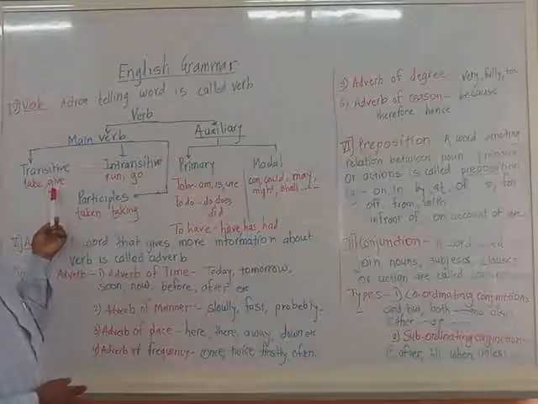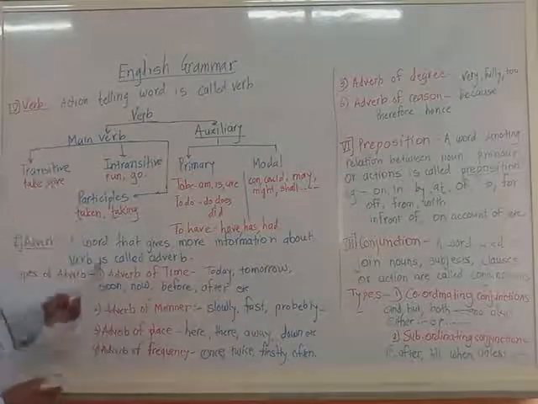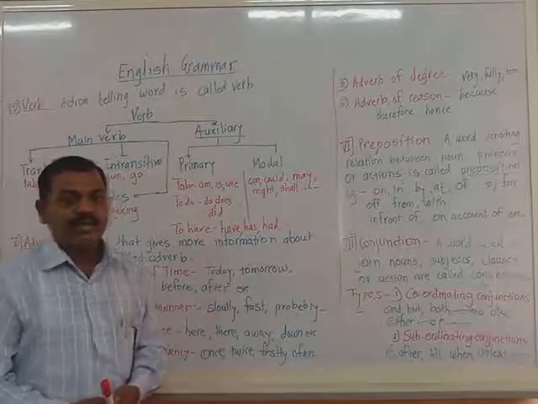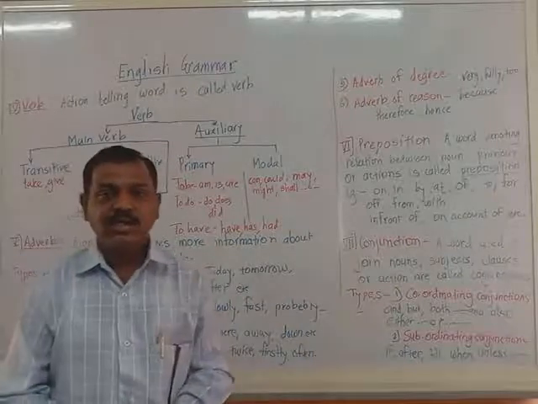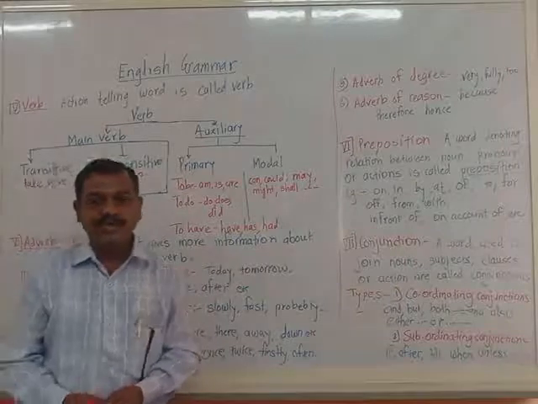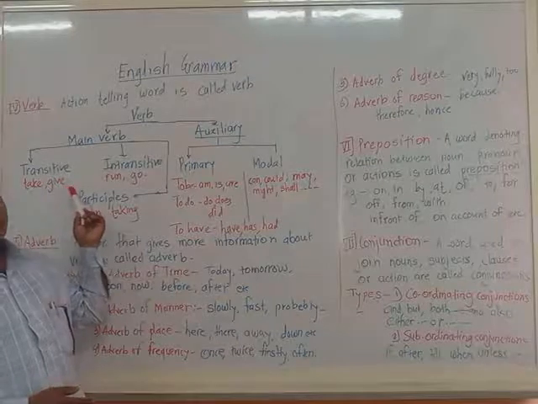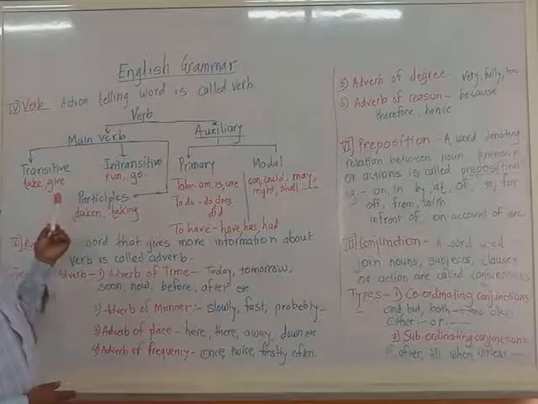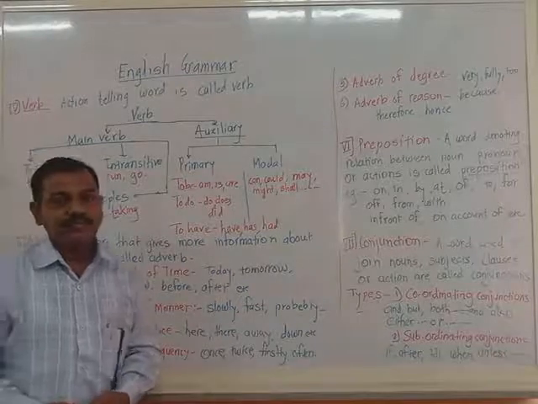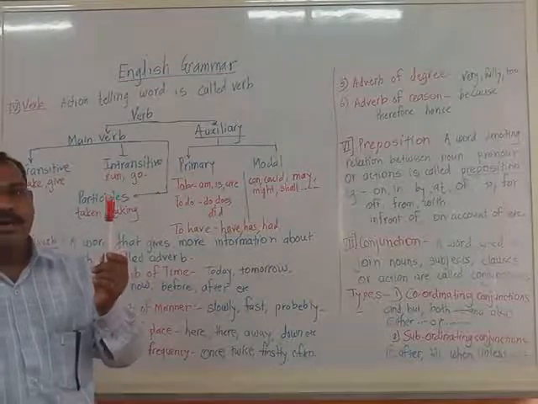So, what is meant by transitive? For example, I have written here the examples take and give. When I construct any sentence with take, it will surely need an object to complete the meaning. Otherwise, the sentence is not completed. Such verbs that take an object to complete the meaning are called transitive. So, I take a red pen.